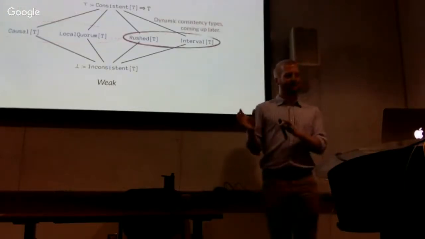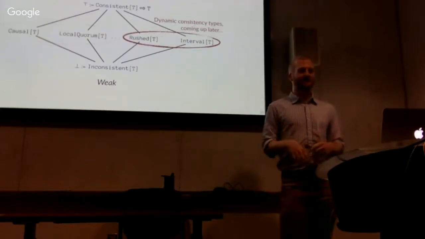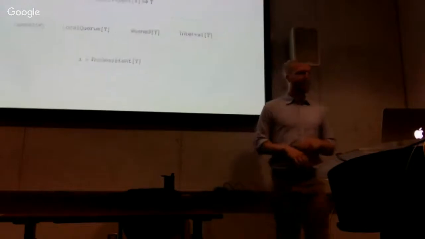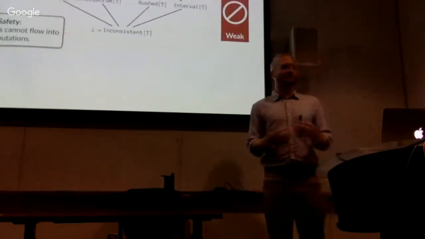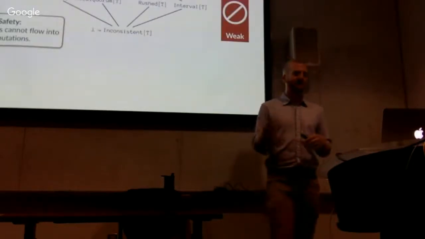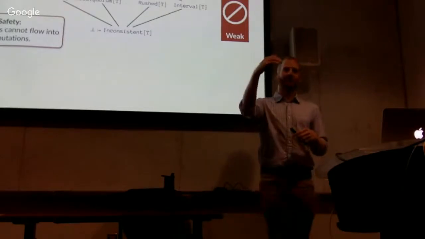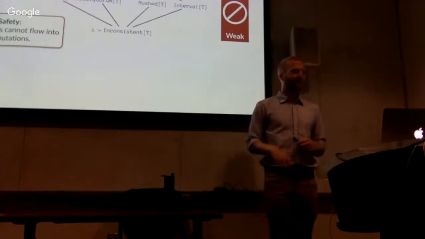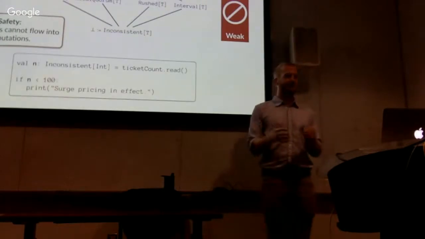And then we have these other ones, which we'll get to later, that are dynamic consistency types that have to do with how we dynamically adjust consistency. Right? So in general, what we try to do with this type system is prevent weak values from flowing up into stronger computations. So we prevent that flow from weak to strong. So let's just show you an example of that.